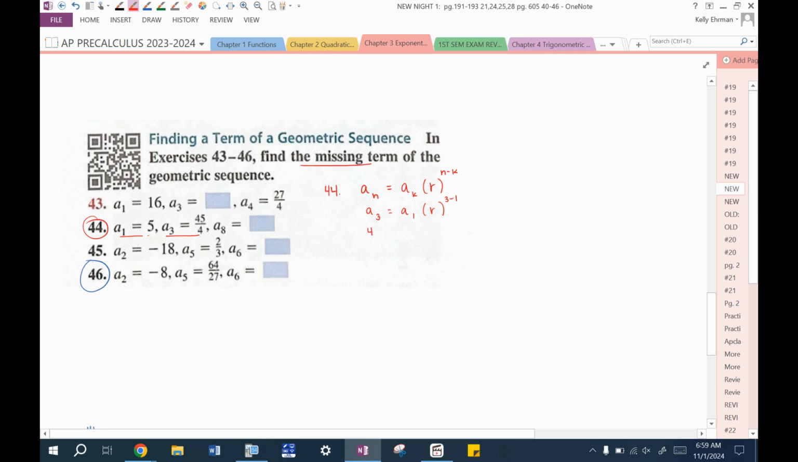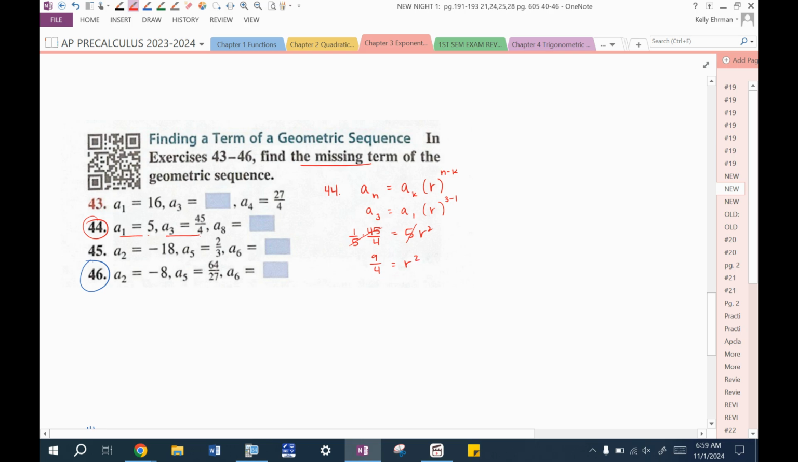So let's fill in the numbers that we have. The third term is 45 over 4. That's equal to the first term, which is 5, times r. We don't know r, but I don't need parentheses here. r is just squared, to the 3 minus 1 power. Divide by 5, which really means multiply by 1/5. 45 divided by 5 is 9 over 4. So r squared is 9 over 4.